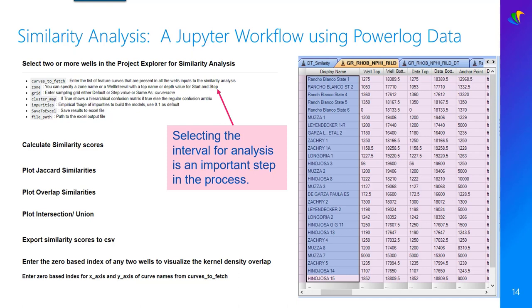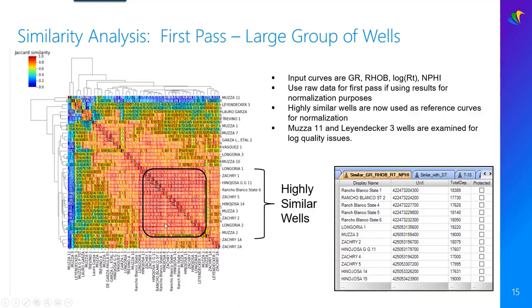And then you can define what kind of cluster map you want. There's a regular confusion matrix, or you can do the hierarchical confusion matrix. I like the hierarchical, and we'll be looking at that. And you can set a level of impurities. You can save the results to an Excel spreadsheet, and then you can set where you want to write the Excel spreadsheet. And these are the steps that occur when you run the Jupiter workflow.